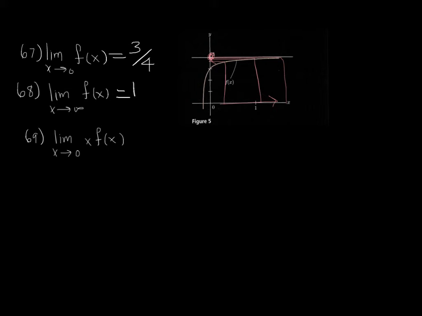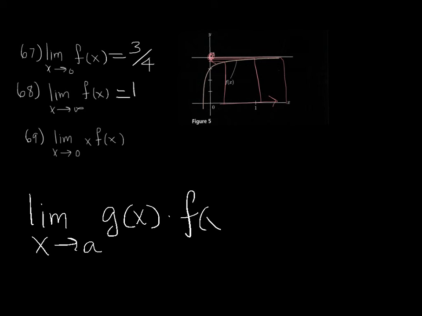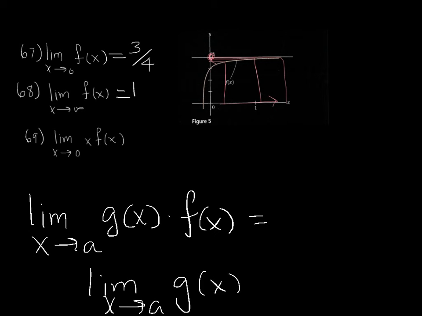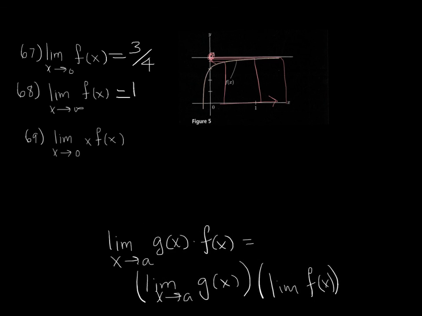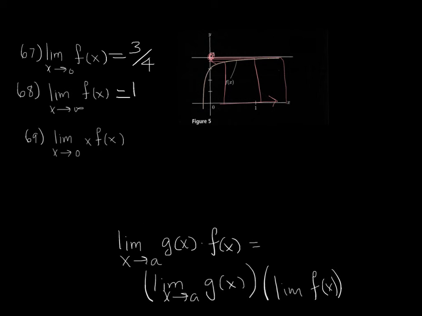Okay, and finally for our last one, we need to evaluate the limit as x approaches 0 of x times f of x. Now we don't have a graph of x times f of x, but we can make use of one of our limit rules, which states the limit as x approaches a of a function g of x times f of x is going to equal the limit as x goes to a of our first function, all times the limit as x goes to a of our second function. So we can simply multiply the limits of each individual function together to get our final value.